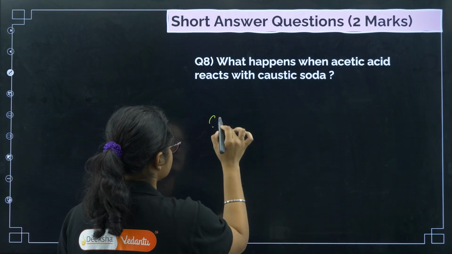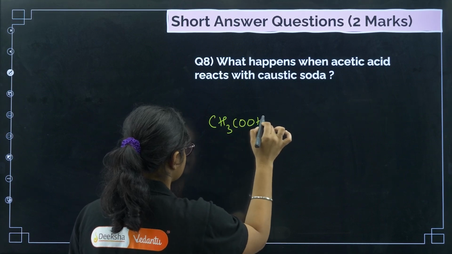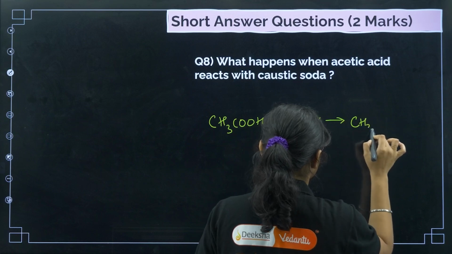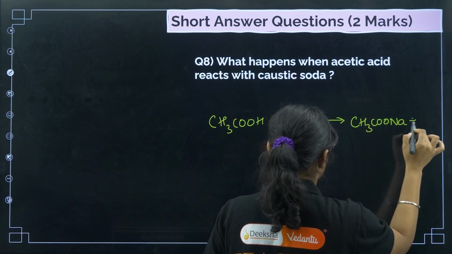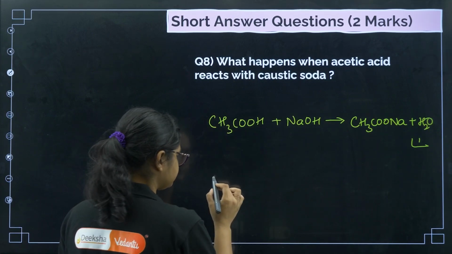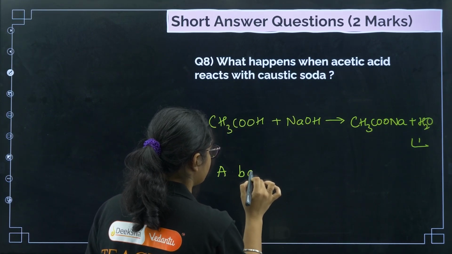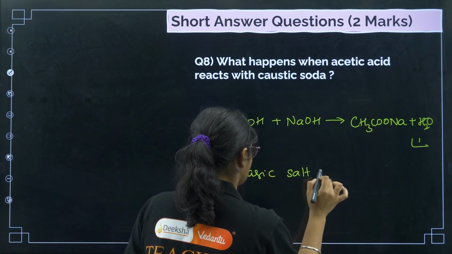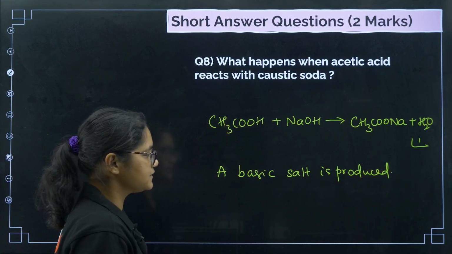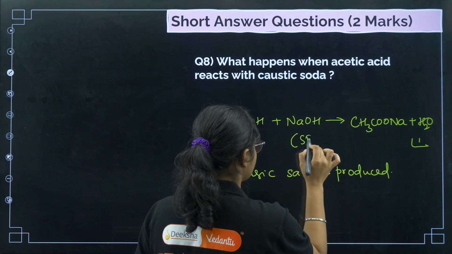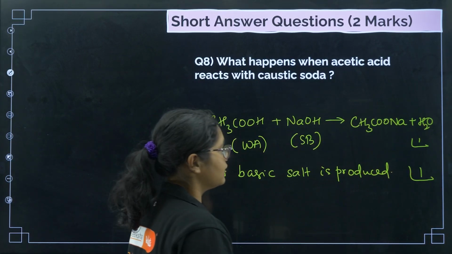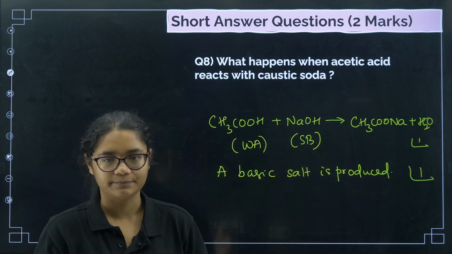Okay, next, what happens when acetic acid reacts with caustic soda? So acetic acid is CH3COOH. So first you have to write a reaction plus NaOH, right? Then you will get CH3COONa plus water, right? So this reaction is 1 mark. Then you can write the second point, that a basic salt is produced. Okay, now why a basic salt is produced? Because this is a strong base and this is a weak acid, right? So the correct answer for this question we will be getting if you write these 2 points.